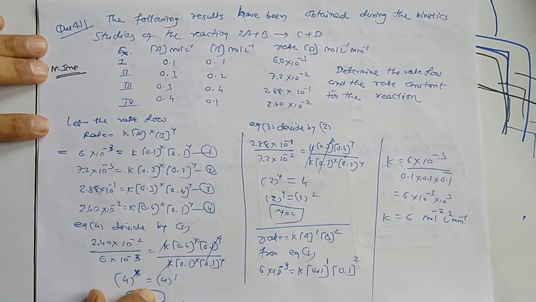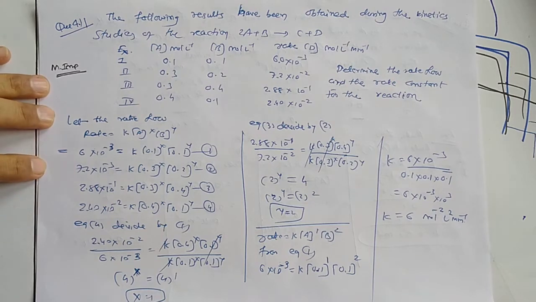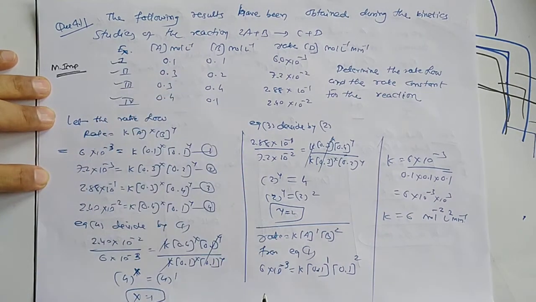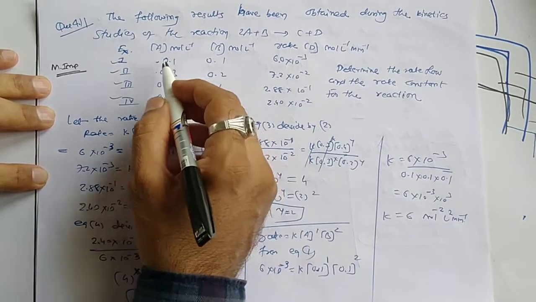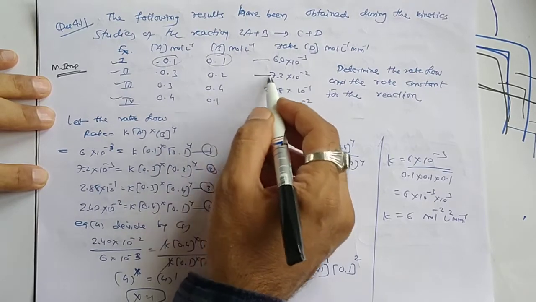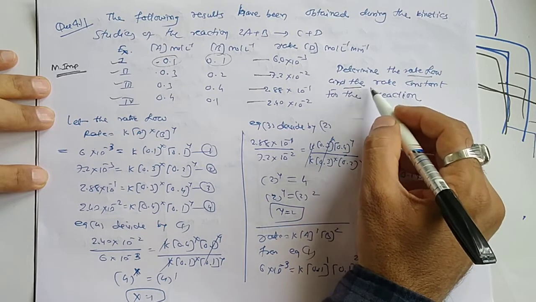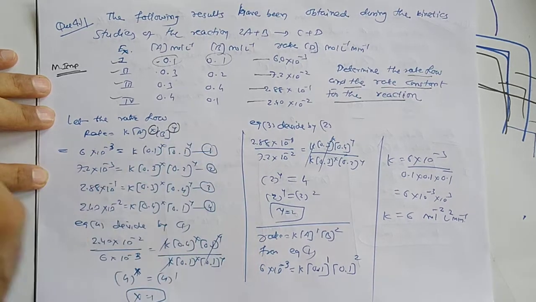The following results have been obtained during the kinetic studies of the reaction 2A plus B gives C plus D. Here four experiments are done: 1, 2, 3, 4. Concentrations of A and B are given, and the rates in the first, second, third and fourth experiments are given. Determine the rate constant of the reaction. For getting the rate constant, the order of reaction is compulsory. So we have to derive the exponents x and y.